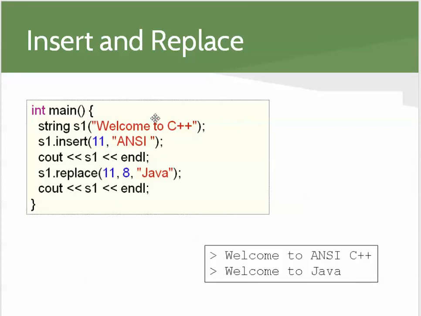I can go to the 11th index and replace 8 characters. So go to the 11th index, replace 1, 2, 3, 4, 5, 6, 7, 8 characters with the word Java. And now I've got welcome to Java. So the replace function starts at a particular index, essentially erases 8 characters and inserts Java. Replace really is a combination of an erase call and an insert. It'll take a lot of practice to use these correctly, but we'll have some time for that.